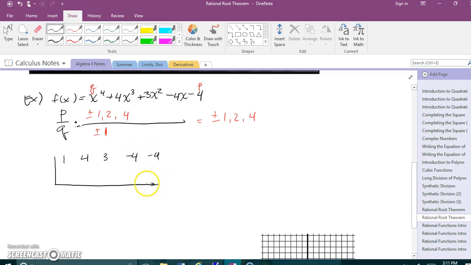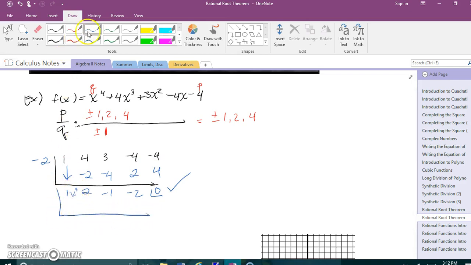So I'm just going to go ahead and try -2. And again, we're looking for a remainder of 0. 2, -2, 4. Oh, we got it. Remainder of 0. Hooray! Now this is a cubic. So I still have to do synthetic division one more time.